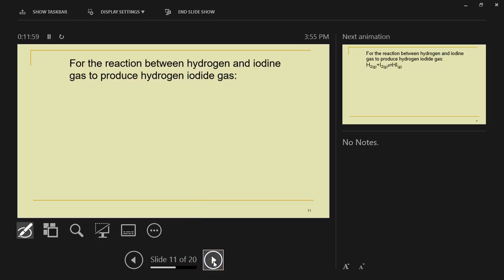In this next equation, they're asking you to write the equation. You have to write the equation before you can balance the equation. So write the equation.